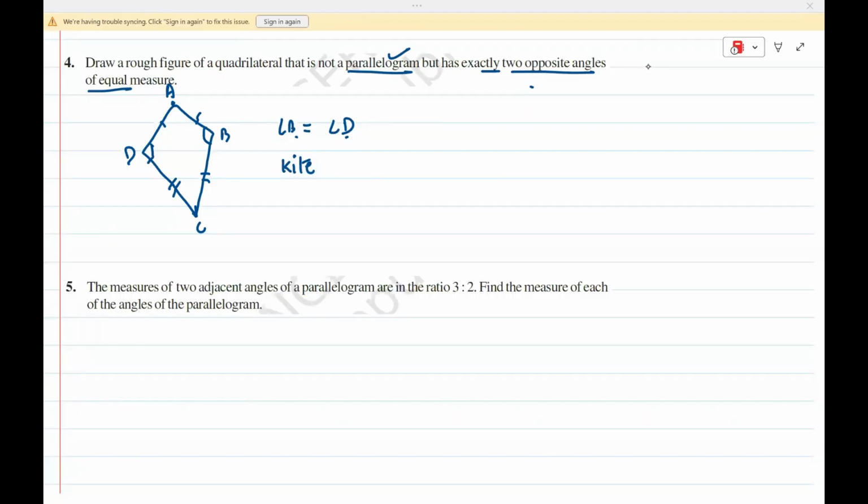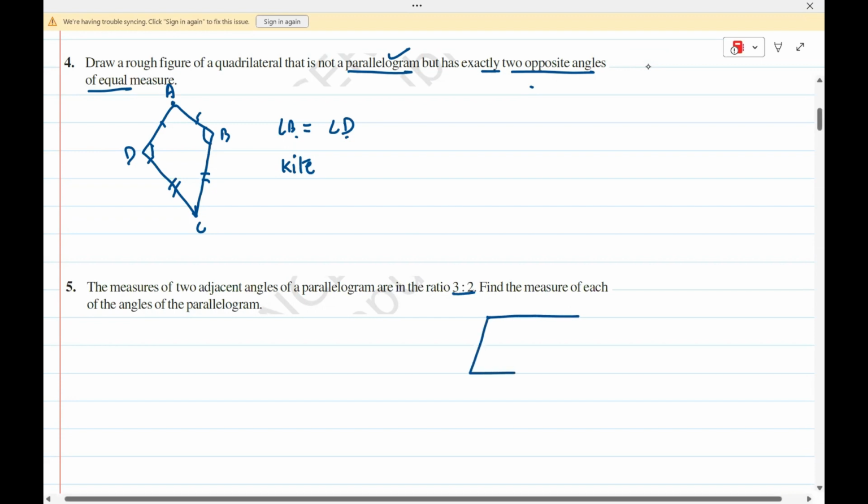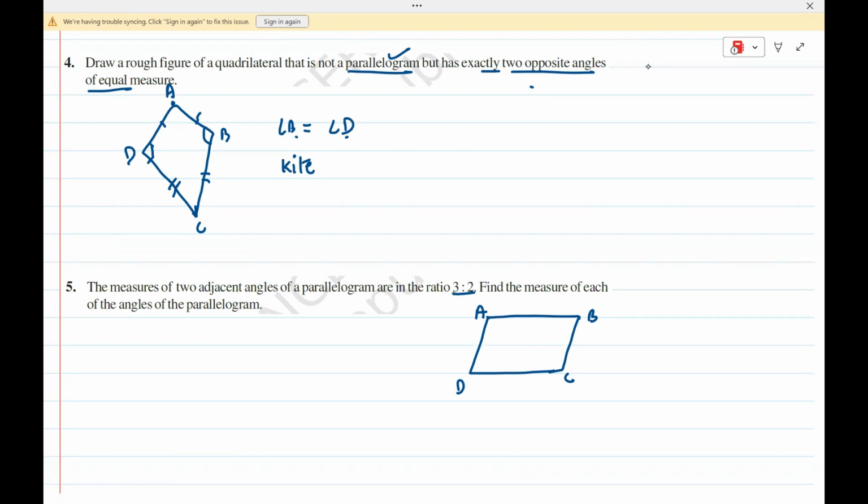Question number 5 here. The measures of two adjacent angles of a parallelogram are in the ratio of 3:2. Find the measure of each of the angles of the parallelogram. So whenever you solve something, if possible, draw the figure. It will give you clarity while solving the question. Whenever you are solving something related to geometry, if possible, draw the figure. Here it says the measures of two adjacent angles. Adjacent means neighbor. So you take any two because they have not mentioned the names. So suppose I'm taking angle A and angle B. Here they are in the ratio of 3:2.